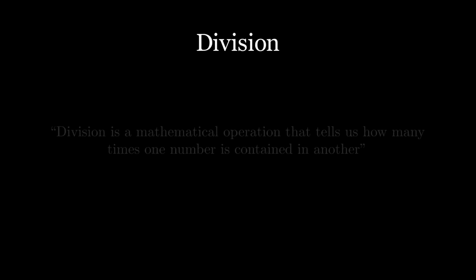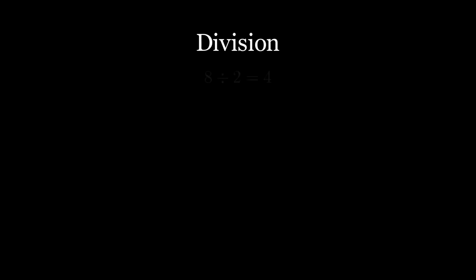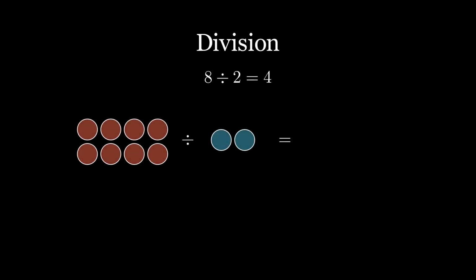Division tells us how many times one number fits into another. For example, 8 divided by 2 equals 4. If we have 8 red circles and group them in twos, we get 4 groups.